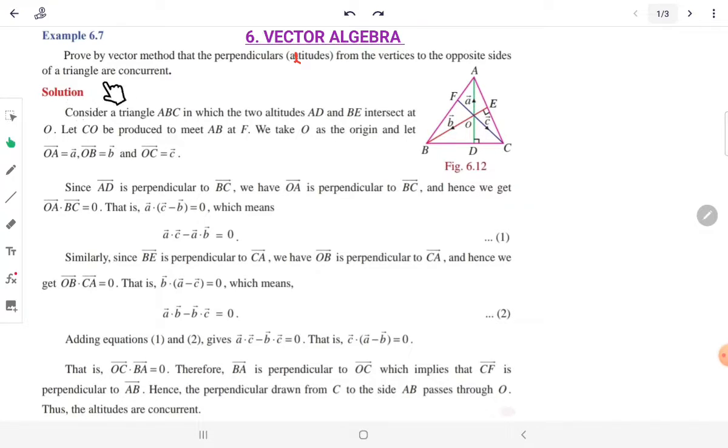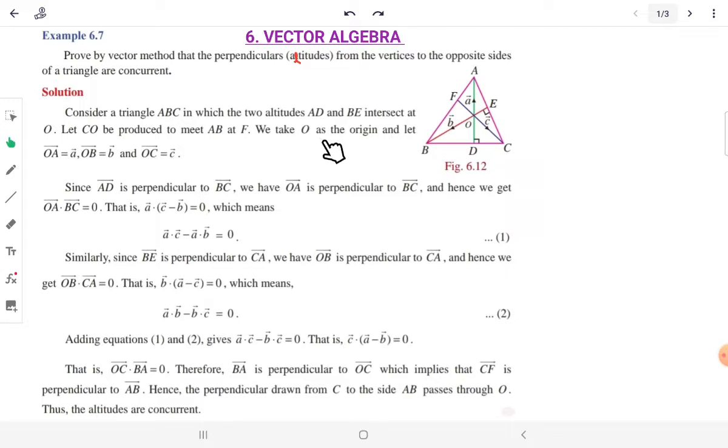Now see the solution. We are proving this by using the vector method. Consider a triangle ABC in which two altitudes, AD and BE, intersect at a point O. Now let CO be produced to meet AB at F. So just draw a line which meets AB at F.